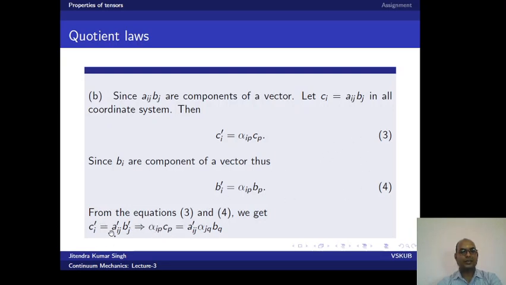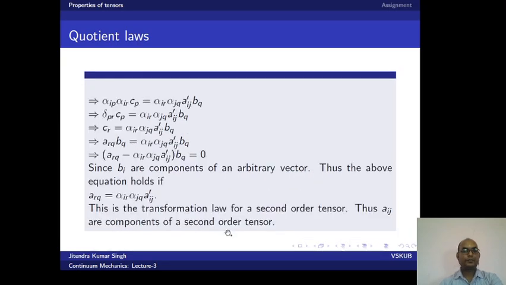So this ci dash you can write as alpha ip cp, and for bj dash, here I am replacing j by j, and the summation suffix p I am replacing by q. So you can write bj dash is equal to alpha jq bq. Now both sides I am multiplying by alpha ir. So you can write alpha ip alpha ir cp is equal to alpha ir alpha jq aij dash bq.